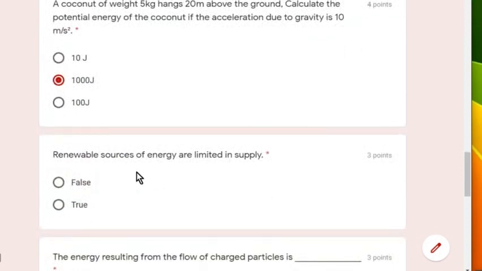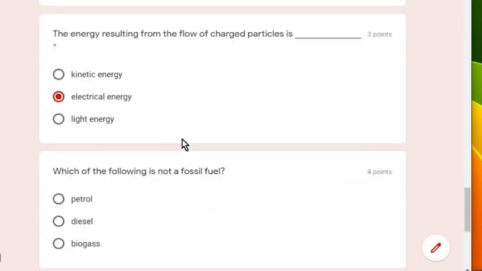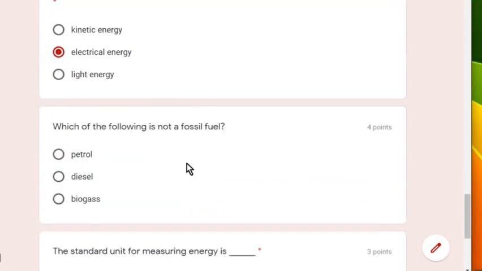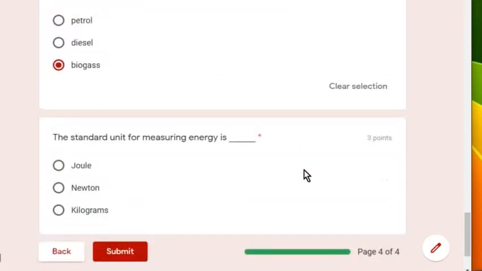Renewable sources of energy are limited in supply, that is false. The energy resulting from the flow of charged particles is electrical energy. Then which of the following is not a fossil fuel? Biogas is not a fossil fuel. The standard unit for measuring energy is joule.